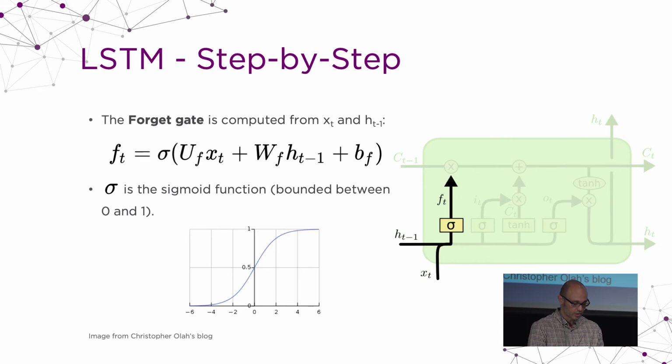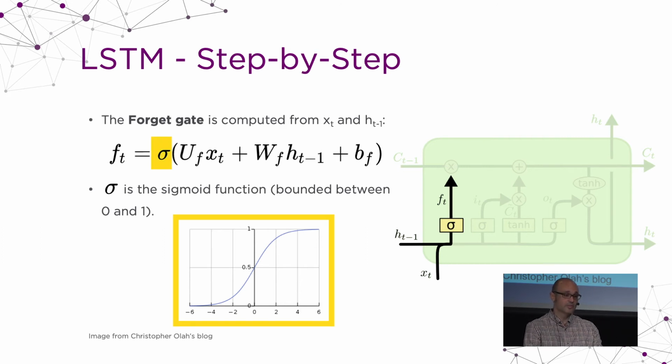The forget gate is governed by this equation here, and you see it's somehow similar to the equation that we saw before for the RNN. So it's the usual combination of the input and the previous internal state with some parameters. The difference is the nonlinearity. We don't use the tanh anymore. We use this sigmoid. And the reason is that the sigmoid is very convenient here.